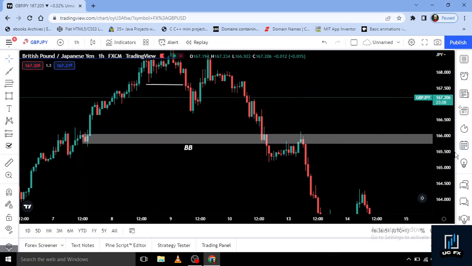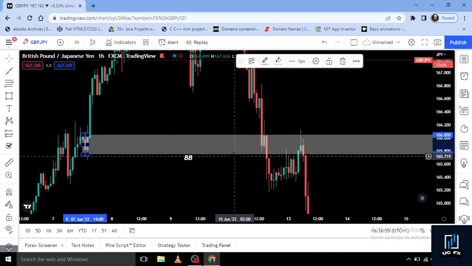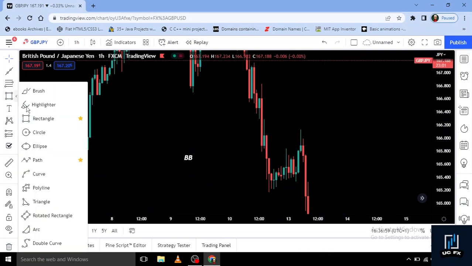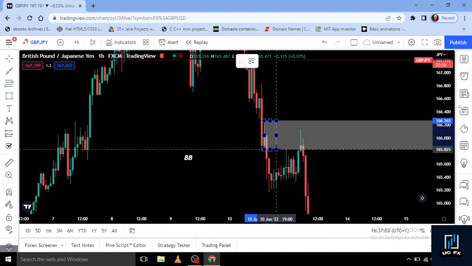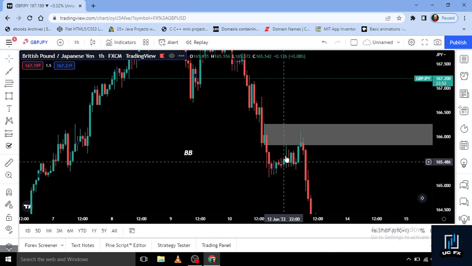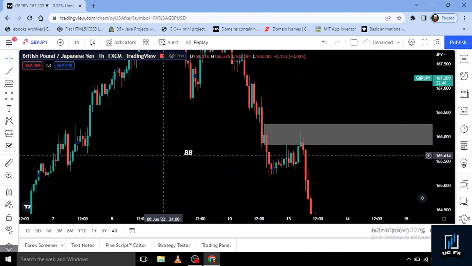So anytime you see a breaker block, just check for the next bullish candle that formed, so that you could take your sells from there, because eventually the market will continue going down from that point. So this is what we call a breaker block.